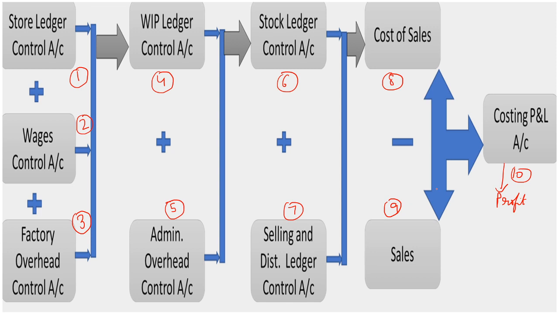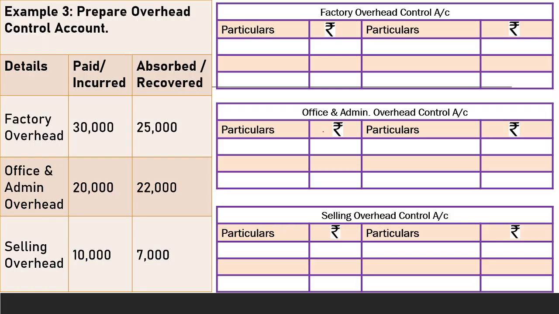Now when we charge or recover different overheads, factory overhead is recovered and charged from production department or WIP ledger control account. Admin or office overhead is recovered from finished stock ledger control account, and the selling overhead is recovered from cost of sales. Now these help us in doing the ledger posting related with recovering of overheads. Now this is an example related with overheads account.